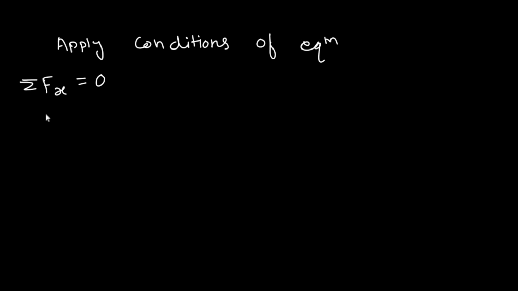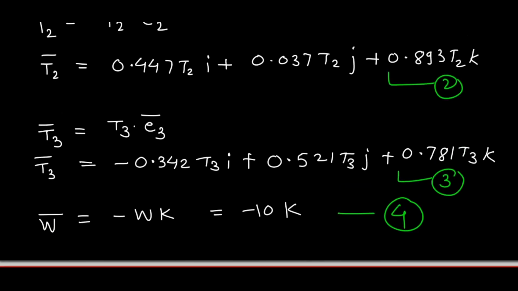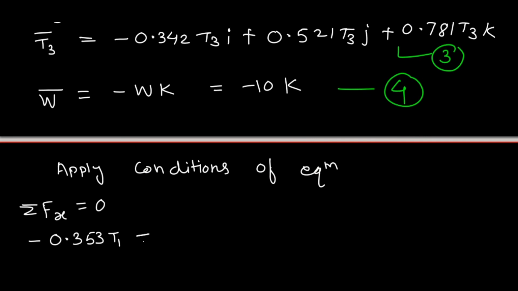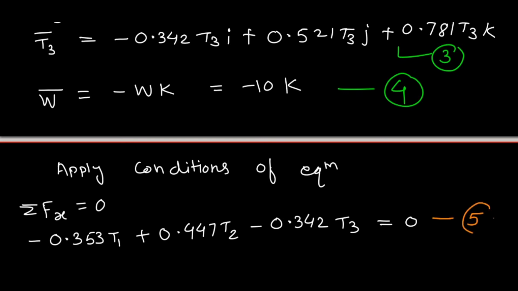So what I am getting over here is minus 0.353 T1, plus 0.447 T2, and for the T3 vector it is minus 0.342 T3. There is no x component for the weight, and this is equal to 0. Let us say this is our equation number 5.